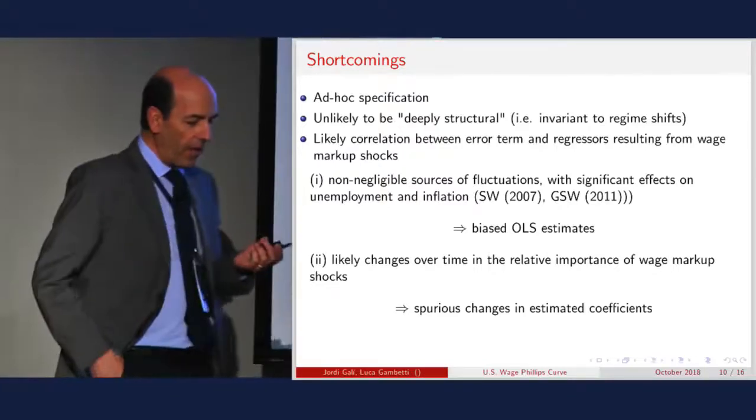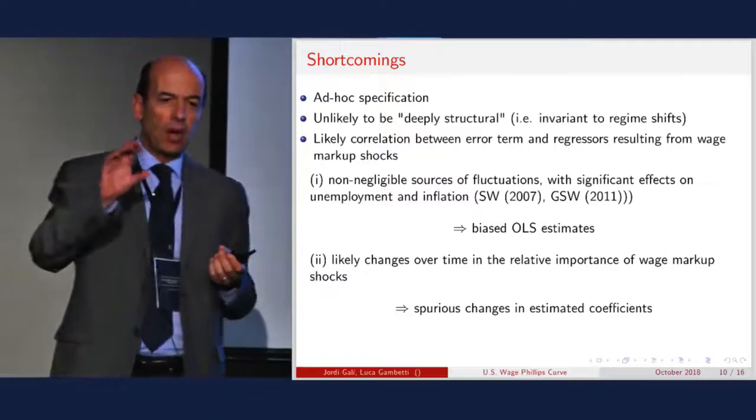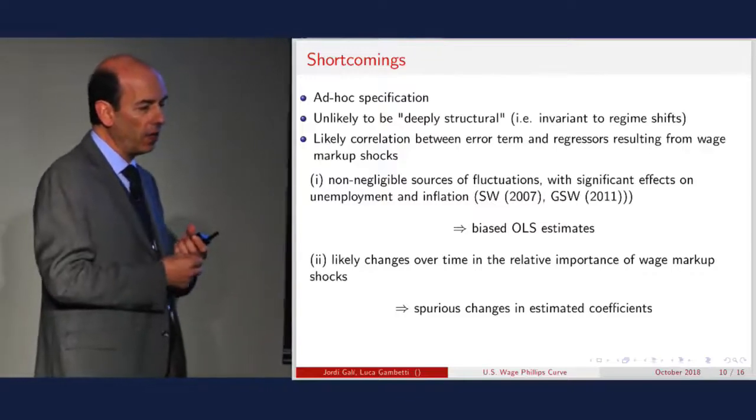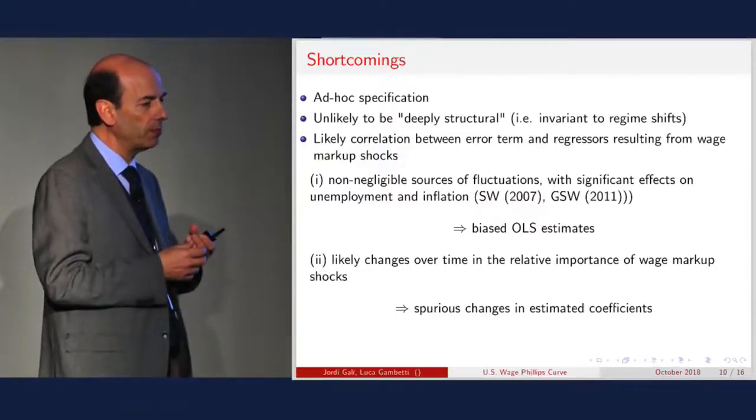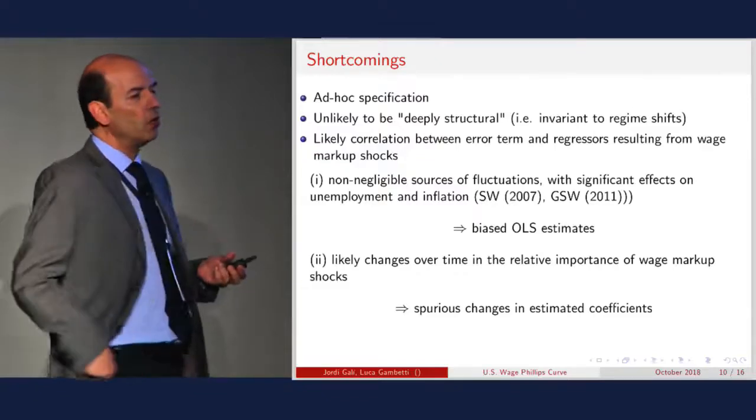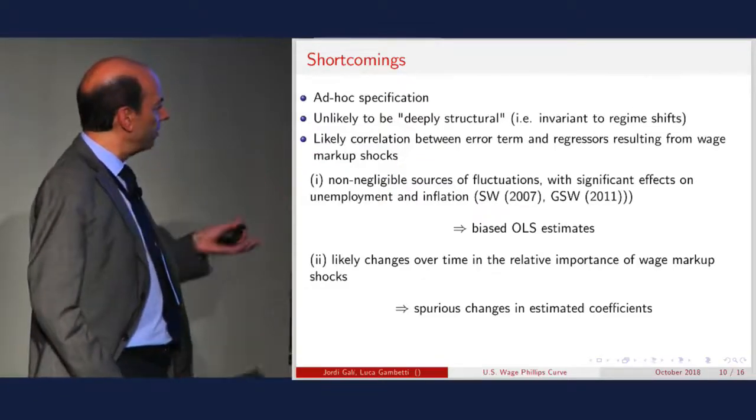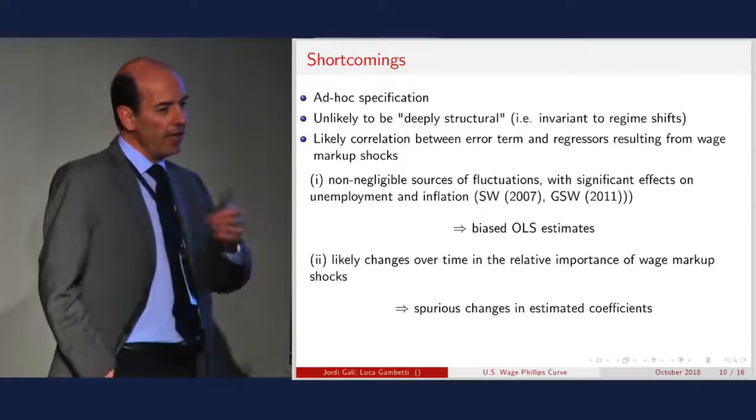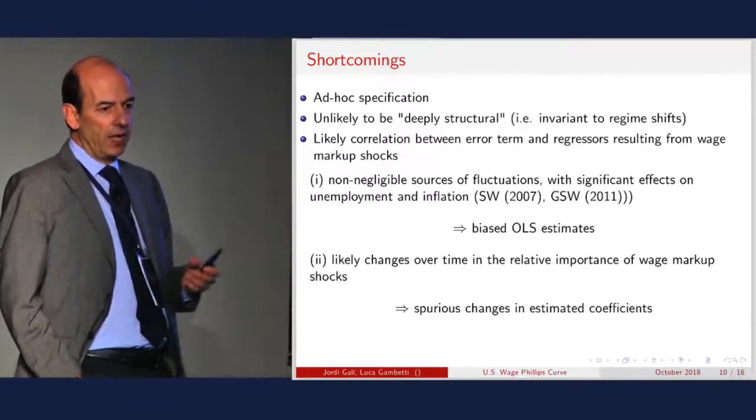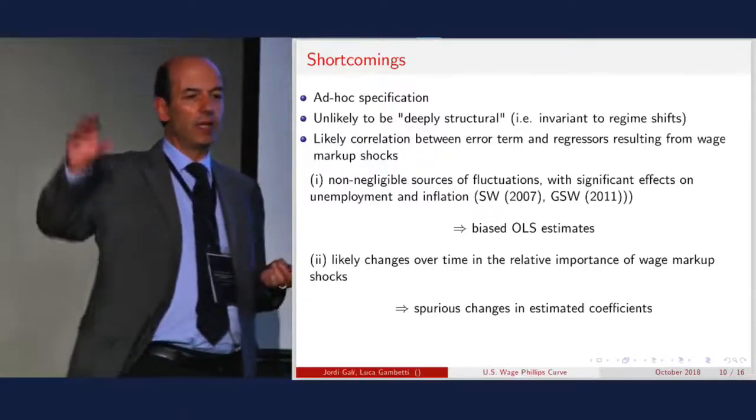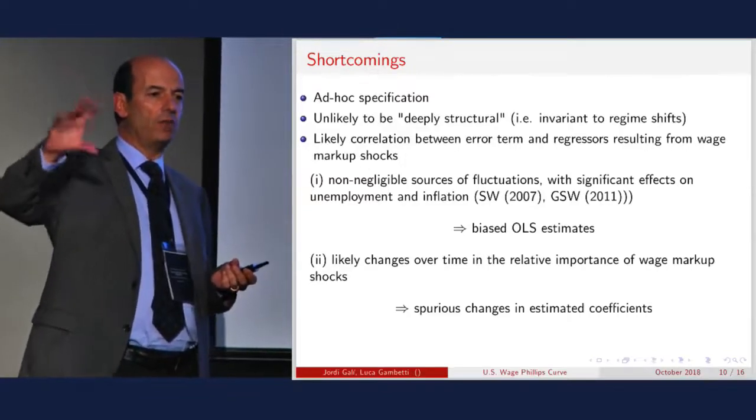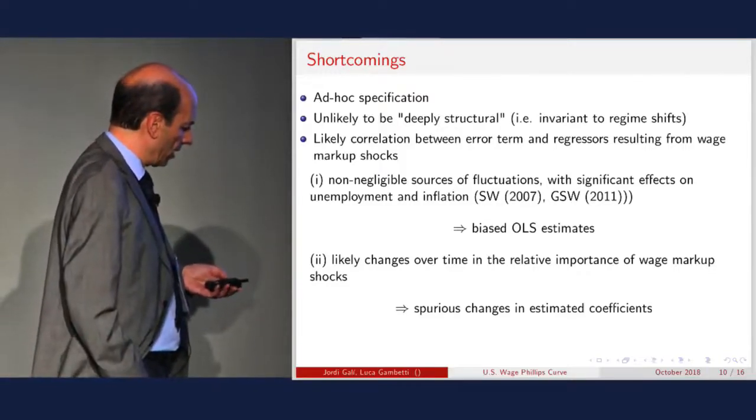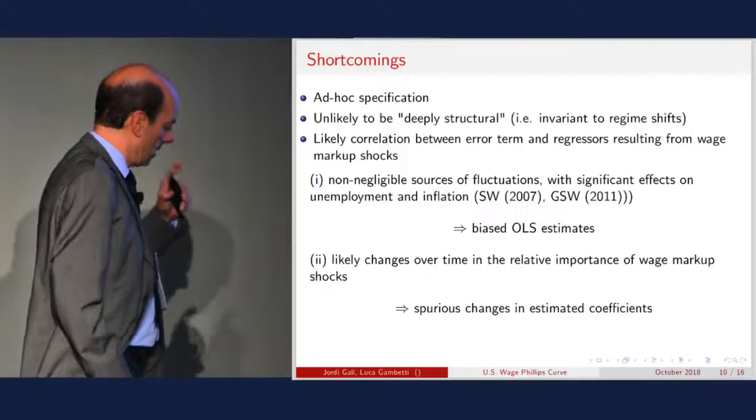But not only that, the relative importance of these wage markup shocks may have changed over time. Okay? And those changes over time in the volatility or the variance of these wage markup shocks would lead to changes in the estimated coefficients when using OLS. So they may give the impression of a structural change over time, when in truth the only thing that is happening is that the volatility of wage markup shocks may have changed over time. Okay. Very good. So we're going to try to overcome that limitation.